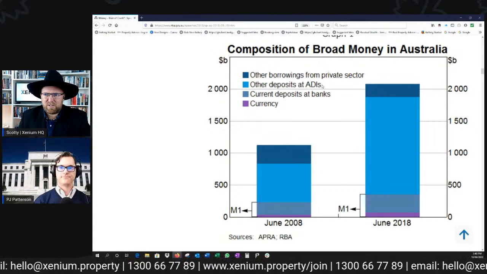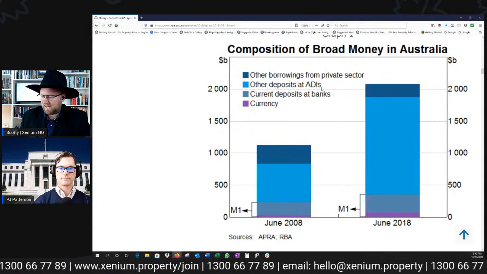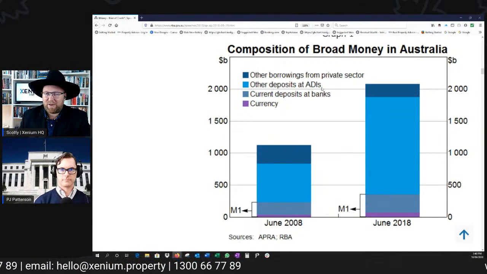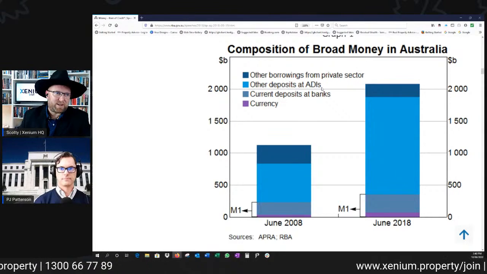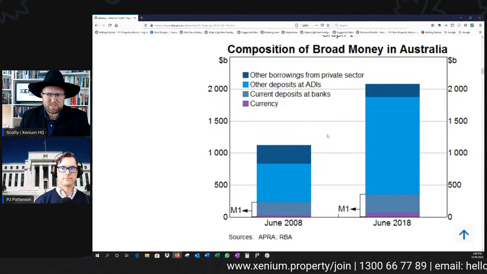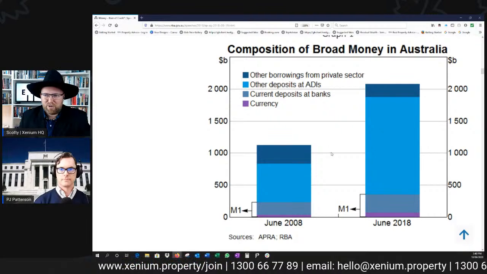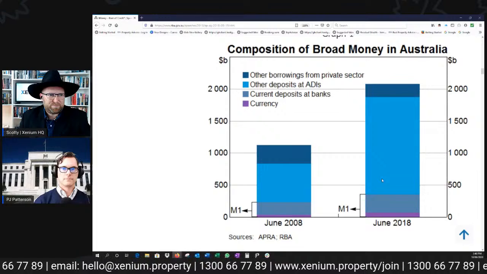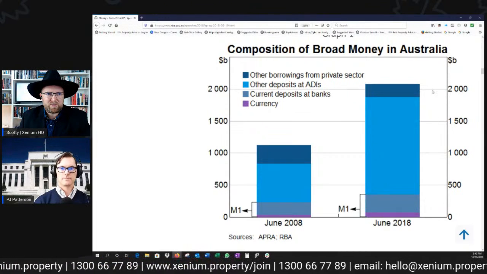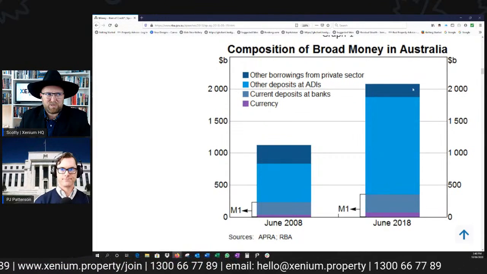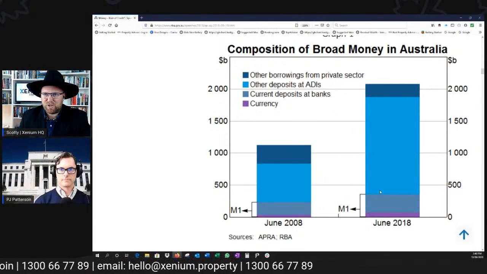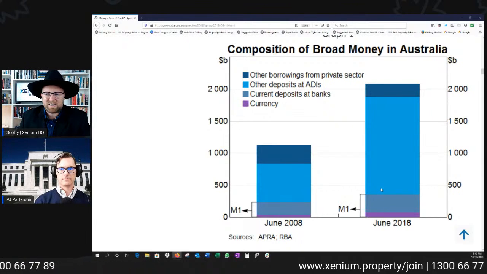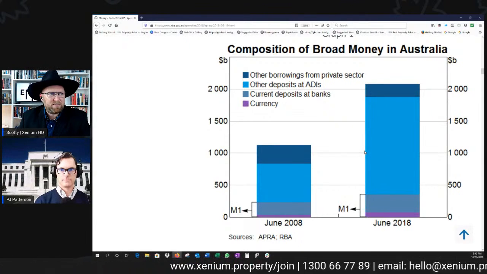Here's a graph by the RBA on the current amount of money and how it's made up in the system. So what's banknotes, what's not, all that sort of stuff. So let's just quickly go through this. All we need to say is that on this graph, we're talking over $2 trillion, right? So $2,000 billion in funds. This is in June 2018. So I wouldn't want to hazard a guess what it would be now.